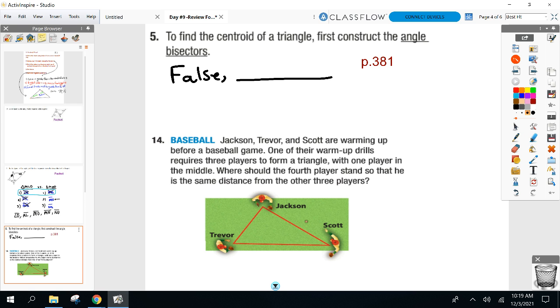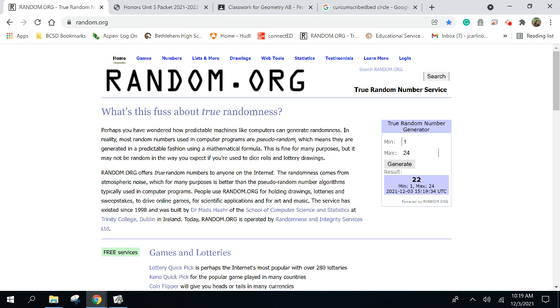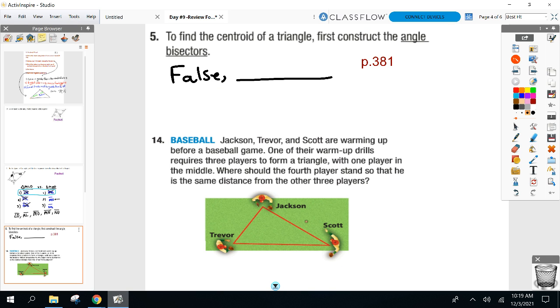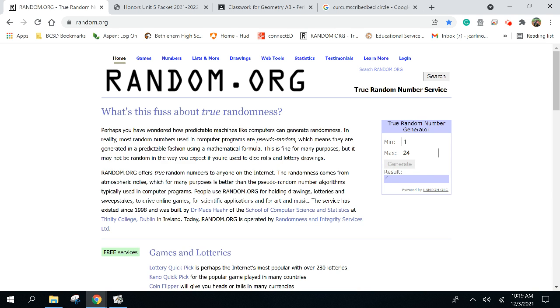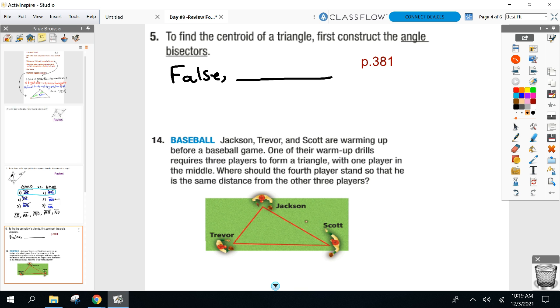What leads to the centroid? Medians, darn right. These are the first 6 questions, but it'll be fill in the blank, not true or false. Fill in the blank with the correct word. Know your darn vocab.